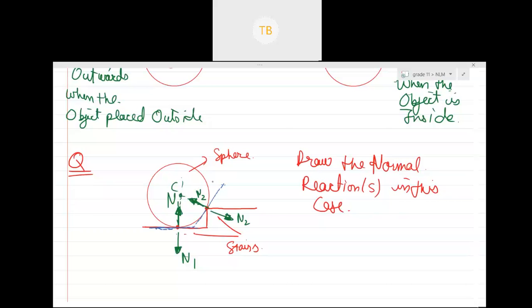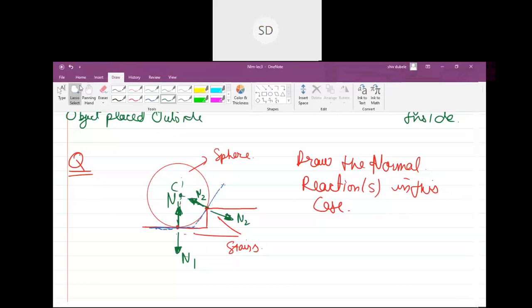That's the answer to your question. I am not drawing the question, just draw it quietly. So this is how you draw the normal reaction. Any doubt in normal reactions?